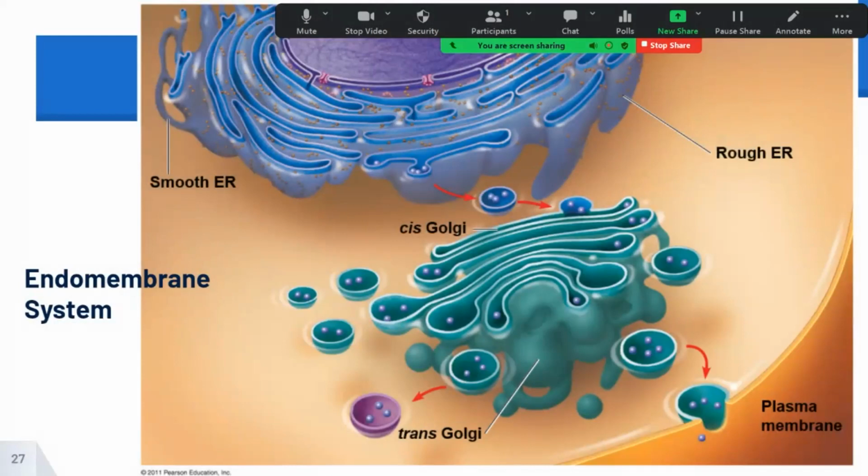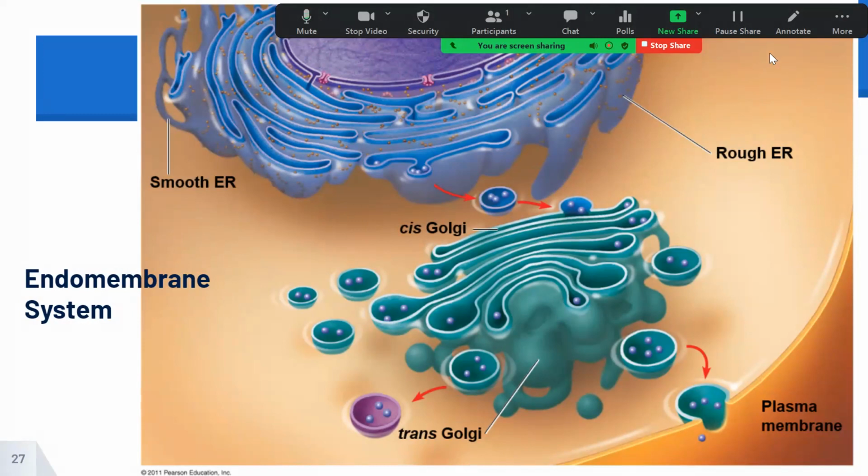Right. So a nice overview of both the plant and animal cells, and you can see some of those organelles and how they work together. It also talked about the endomembrane system in the first video, the plant cell video. And the endomembrane system is really all about how all those membranes are kind of connected together and work together.